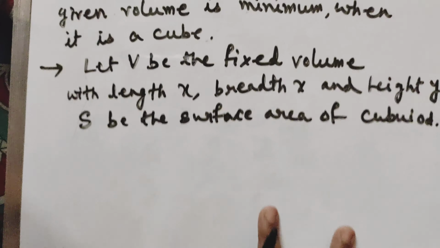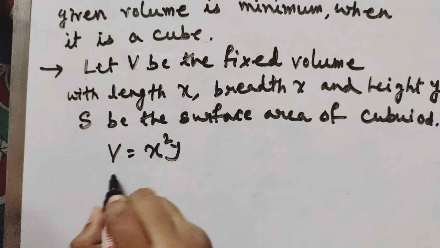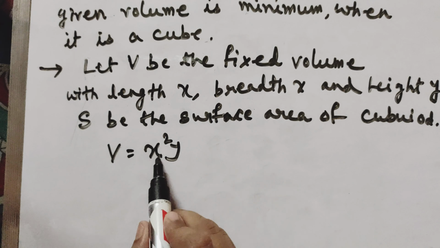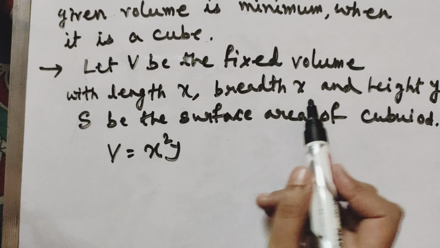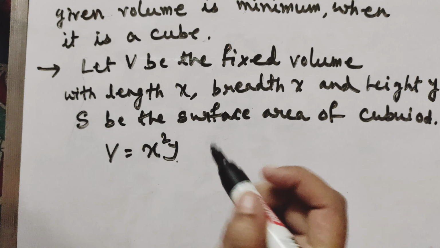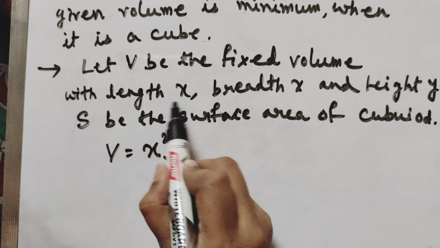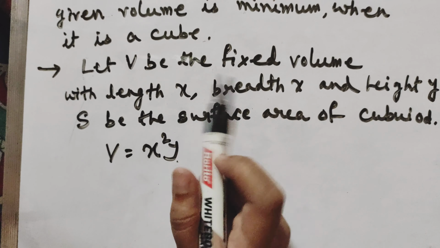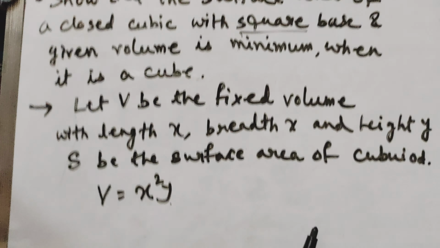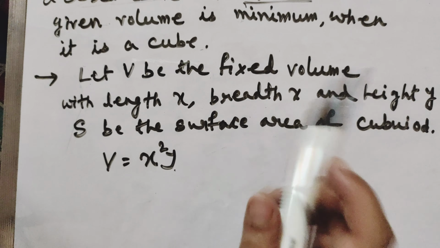Now what is the formula of V, that is volume? So V equals x squared y. That is the formula for the volume of a cuboid, where x is length, x is breadth and y is height. Why can we take the same length? Because this is a square base. That's why we can take the length and breadth as the same.